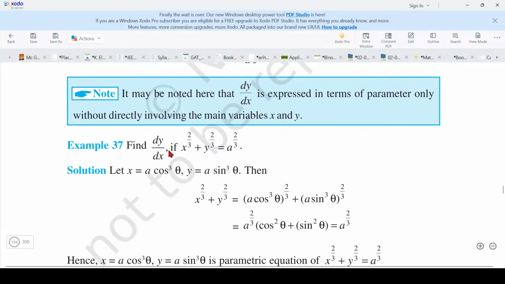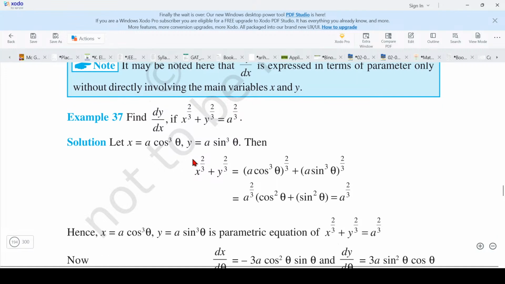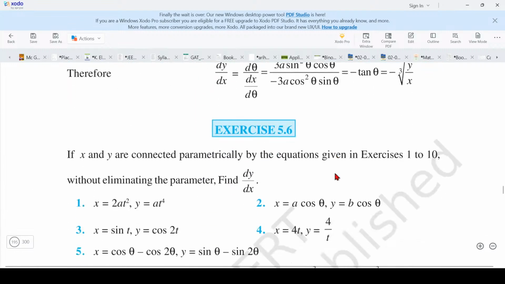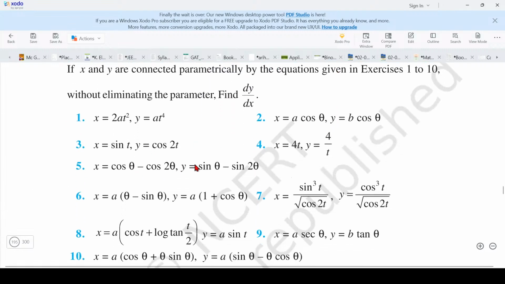Okay, sir. This one, he has taken some substitution. Or otherwise, also you can directly do. Without substitution, also you can do. So these all things you can do now. dx by dt, dy by dt. Okay.